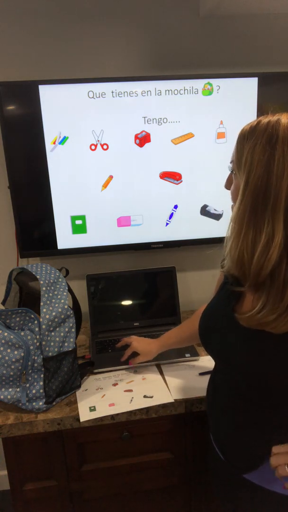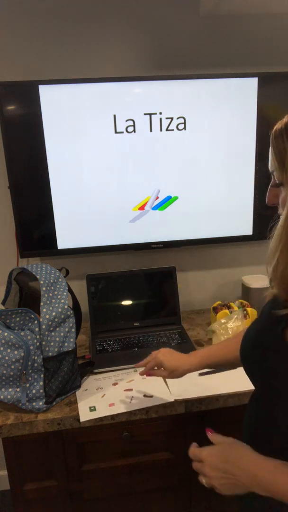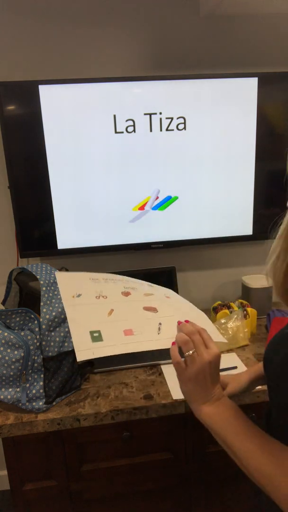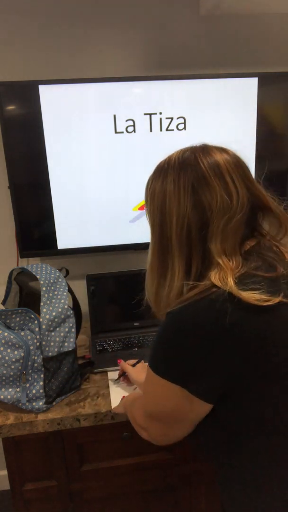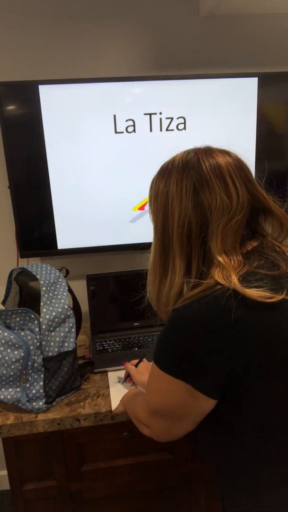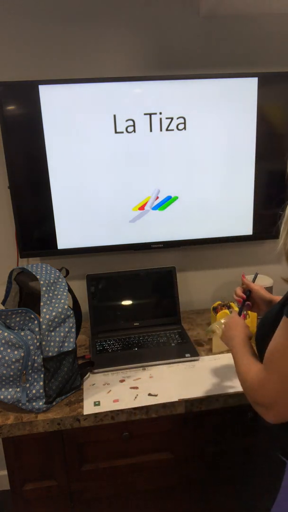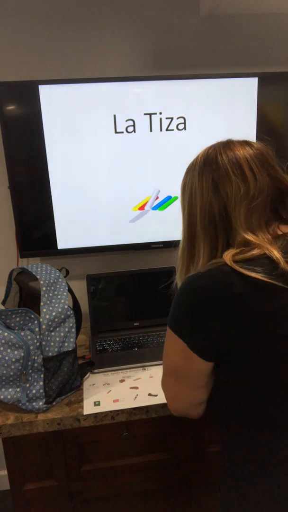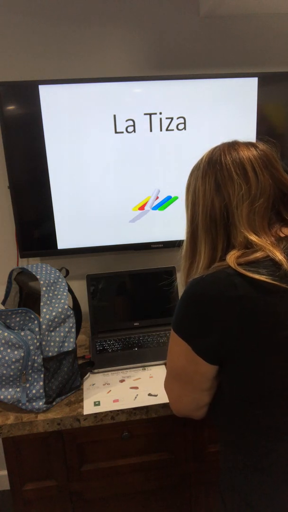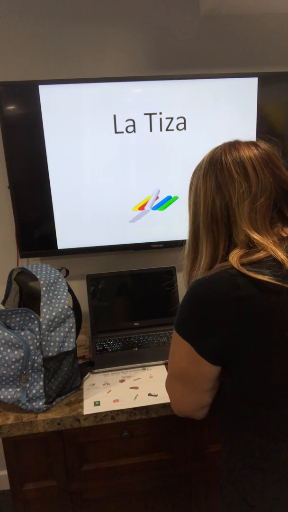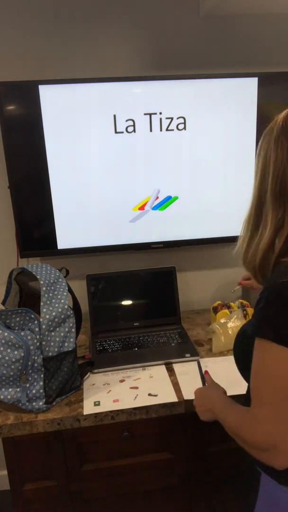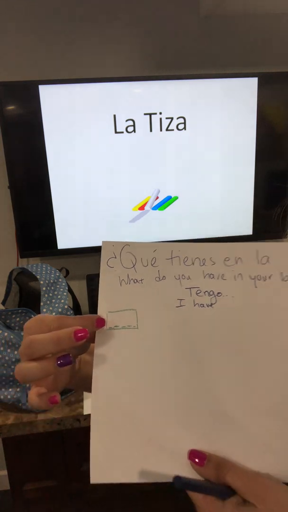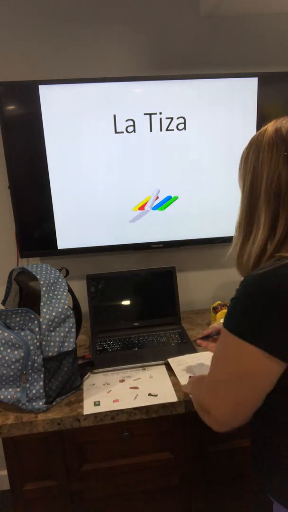So on your paper where you have the chalk, you're going to write la tiza. Now, if you don't have a paper with chalk on it, guess what you have to do? You have to draw chalk. But what's nice about that is you can be creative. I'm going to draw a little chalkboard and just draw a chalk down here. And that's my chalk on the chalkboard. And I'm going to write la tiza.